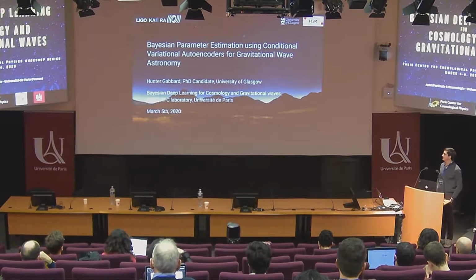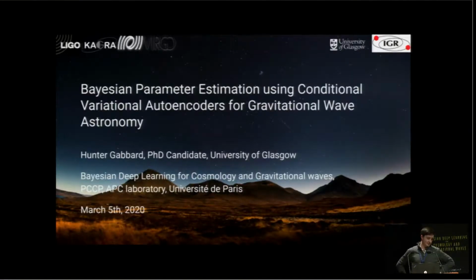So my name is Hunter Gabbard. I'm a PhD candidate at the University of Glasgow. And today, I'm going to talk to you about some work that myself and several other colleagues, from both the physics department and the computer science department at the University of Glasgow, have done, where we've shown for the first time that we can use a form of machine learning, not vanilla conditional variational autoencoders, but a variant of that, to produce Bayesian posterior parameter estimates for gravitational waves.